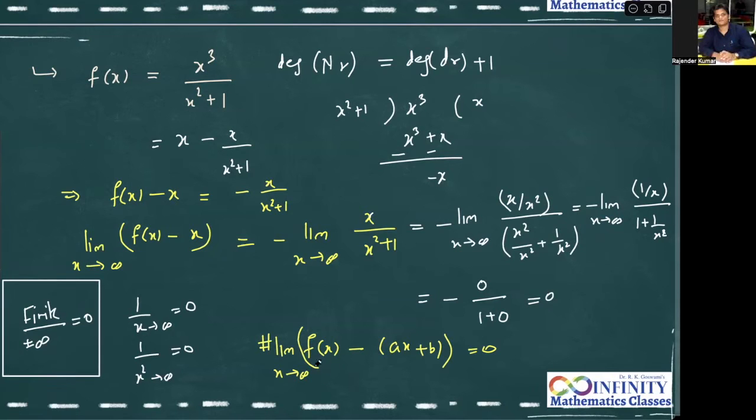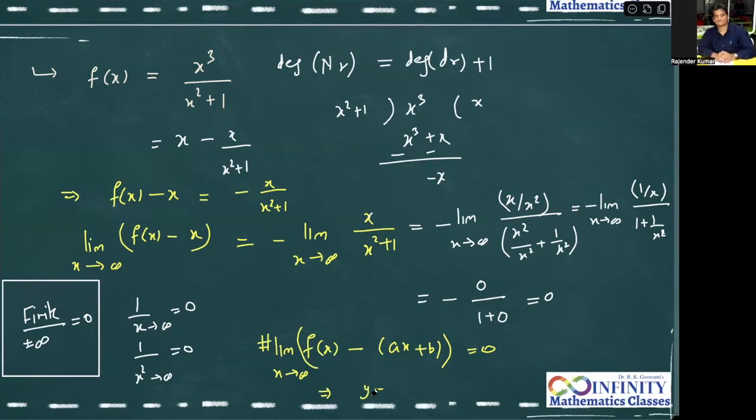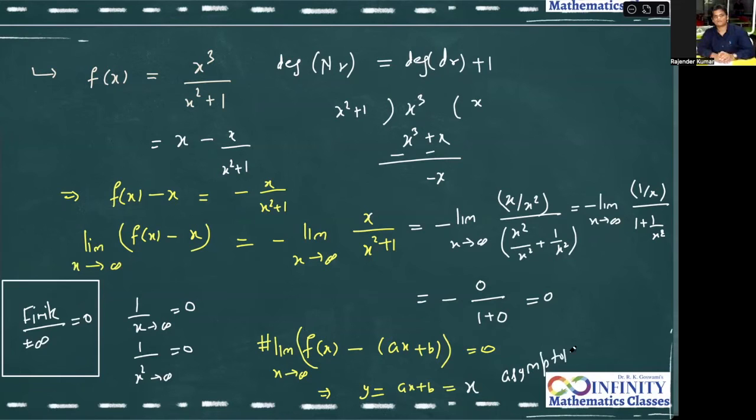Okay, so up to this point, are you able to understand that limit of f(x) minus (ax plus b) as x tends to infinity is 0? Yeah. And that means to say that the straight line y equals ax plus b, in our case it is going to be x, is going to be an asymptote. Okay, so this is how we should be able to find the asymptote.